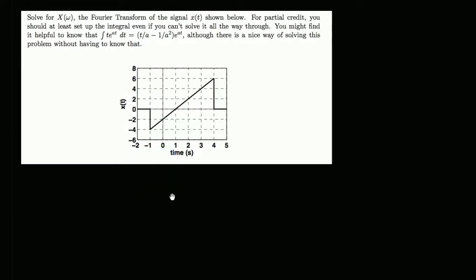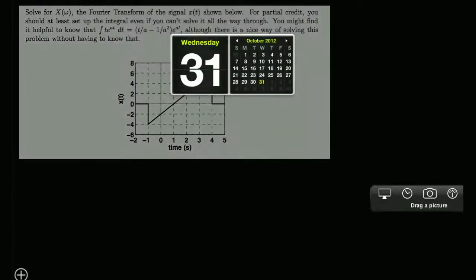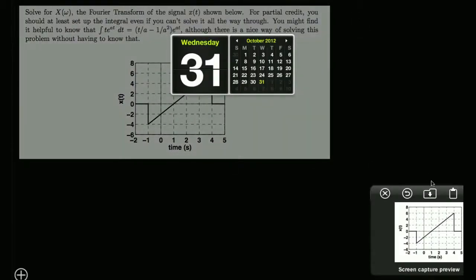So -1, -4, 4, 6. So I'm giving you this function. So this is x of t. This is, what do we say? It's going to be derivative. Minus 1, minus 4. Exactly. Minus 1, minus 4, 4, and 6. Okay? So all I want is to get the Fourier transform.